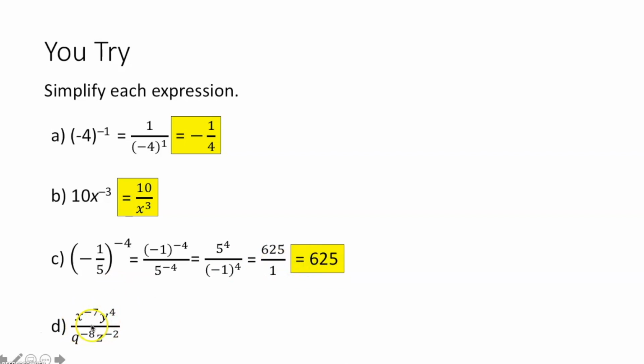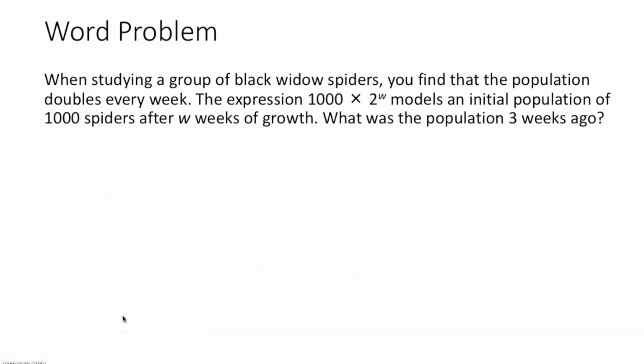Lastly here, again, anything with a negative exponent has to move to the opposite side of the fraction bar in order to become a positive exponent. So x to the negative 7th power, I move to the denominator and it becomes x to the positive 7th. q to the negative 8, I move to the numerator and it becomes q to the positive 8. And then z to the negative 2nd, I move to the numerator and it becomes z to the positive 2nd. And you're done.